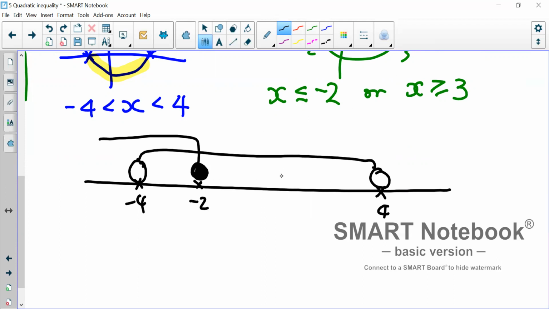Or we could have x is greater or equal to 3. And we have a solid circle. Greater or equals to means the region goes to the right-hand side.